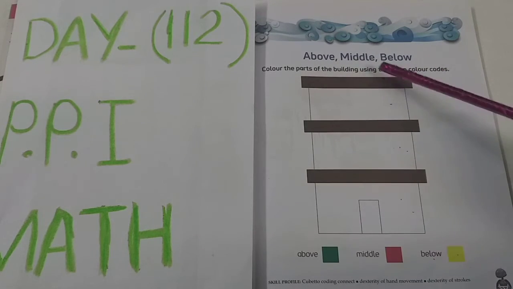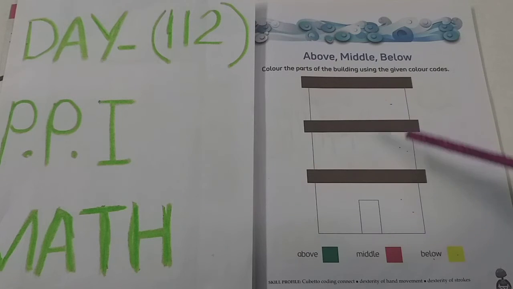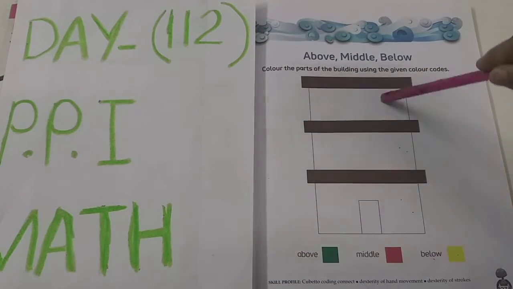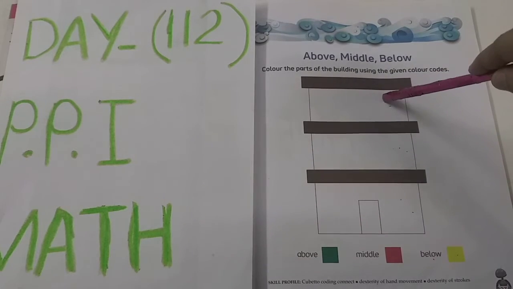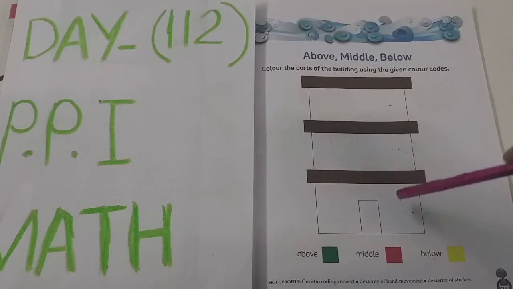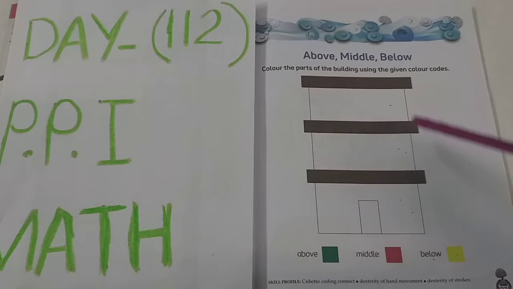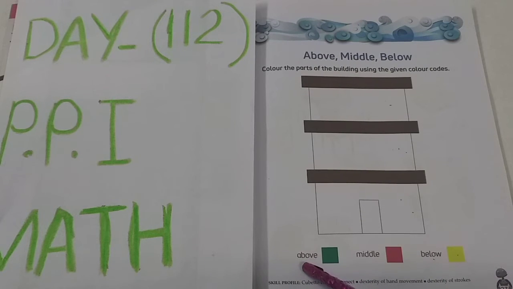You can see the building here. How many parts are there? 1, 2, 3. 3 parts. The building is divided into 3 parts. One is above part, one is middle part and one is below part. Okay. So we have to do the color here. And the color codes are given here. See here, above. In the above part we have to do green color. In the middle part we have to do red color. And in the below part we have to do yellow color.